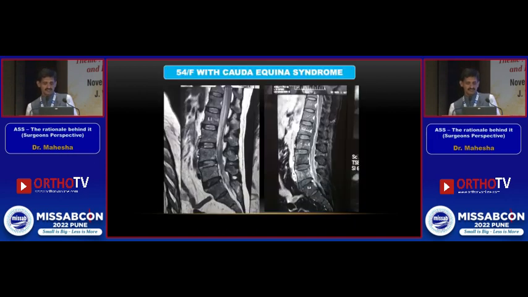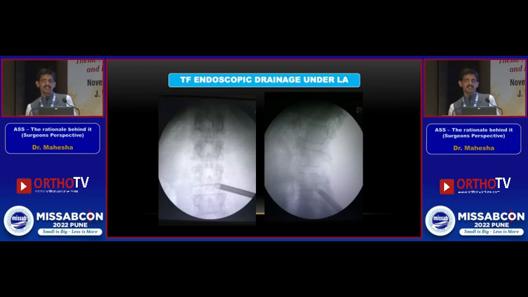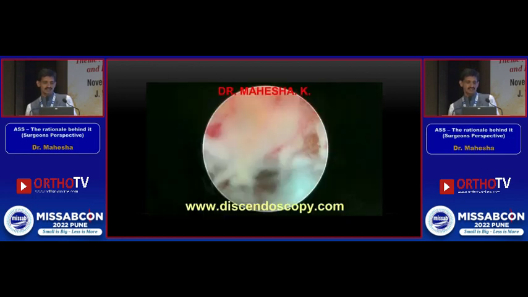This is another case, patient with epidural abscess, massive epidural abscess. You can see it here. Patient had cauda equina syndrome with bilateral lower limb paralysis. You can see the massive abscess. This was done with transforaminal endoscopy. You can see the pediatric Ryle's tube going in there.